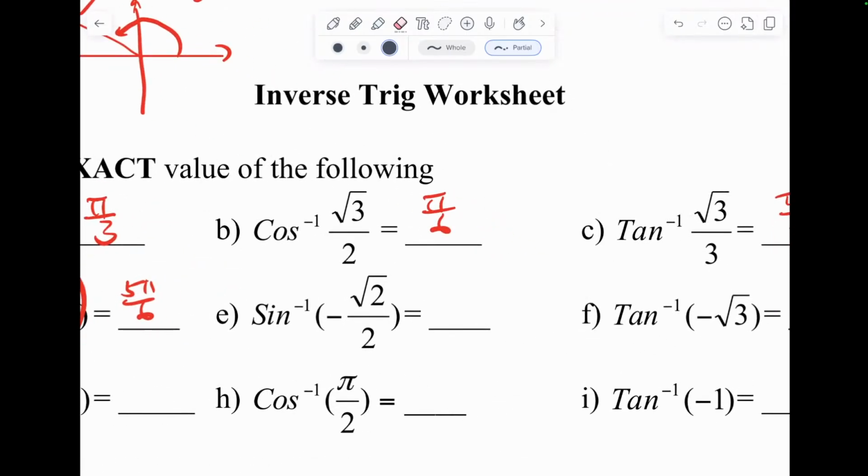Don't look at your paper. Sine inverse of negative root 2/2. Something over 2. No? No. Okay, you figure it out. I'm going to ask Jasmine next. Jasmine, don't look at your paper though. Jasmine, what do you think sine inverse of negative square root 2/2 is?